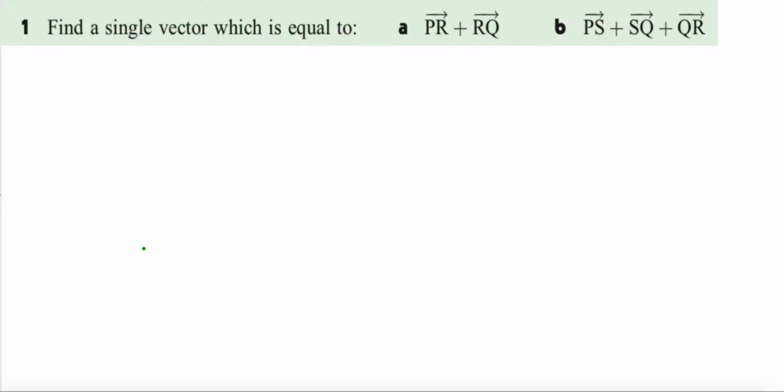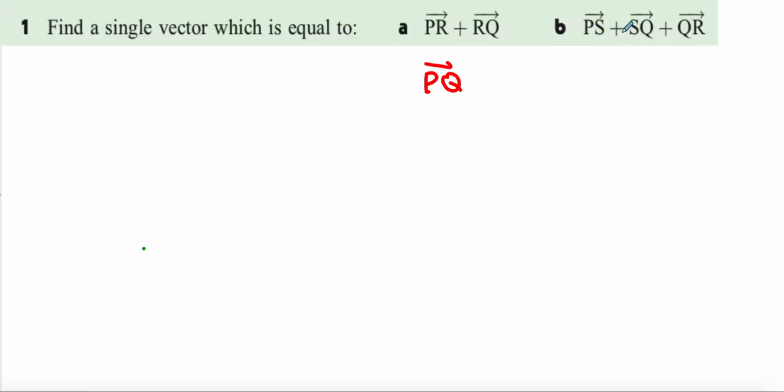So hello, let us look at the third section together. So here I'll find a single vector which is equal to... So then once again what we want to do is connect the points. So P to R and R to Q, then this is equal to the P to Q vector.